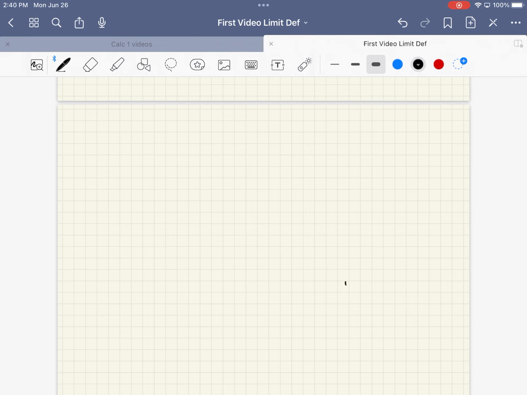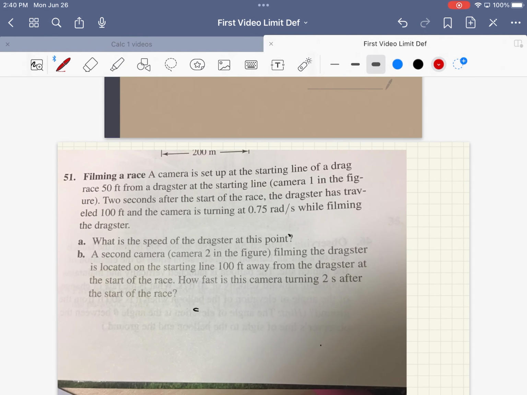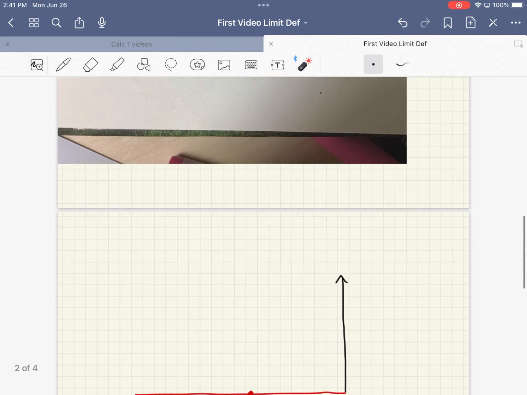So this is the drag race track here, and along this line is the starting line, and we have a camera positioned here at 50 feet. Okay, and 2 seconds after the start of the race, the dragster has traveled 100 feet, and the camera is turning at 0.75 radians per second while filming the dragster.